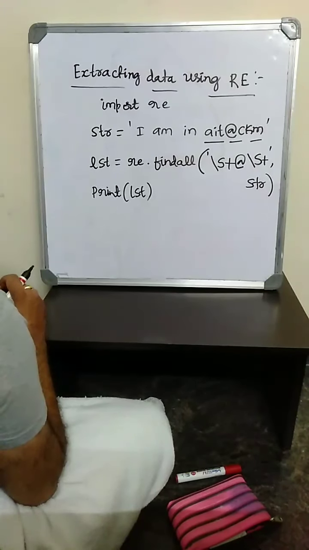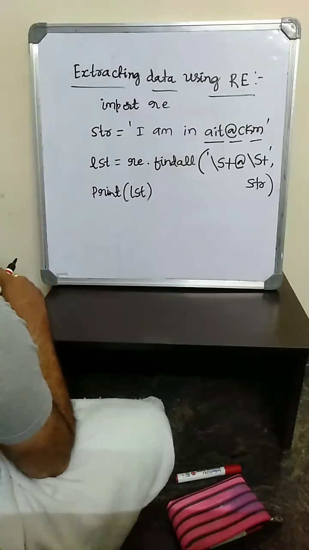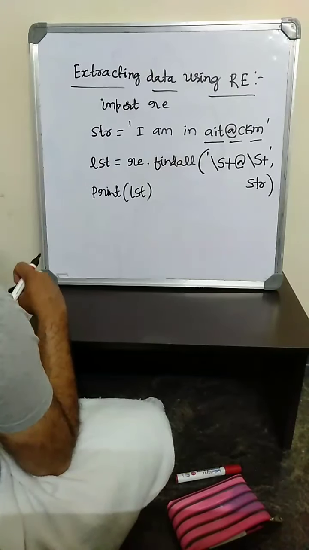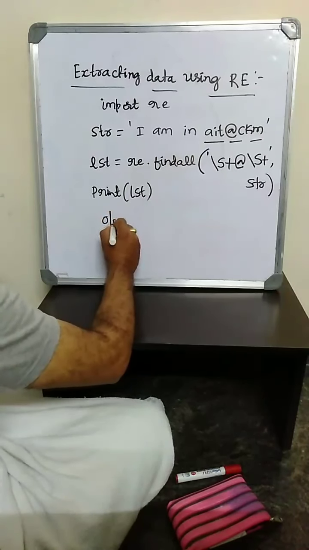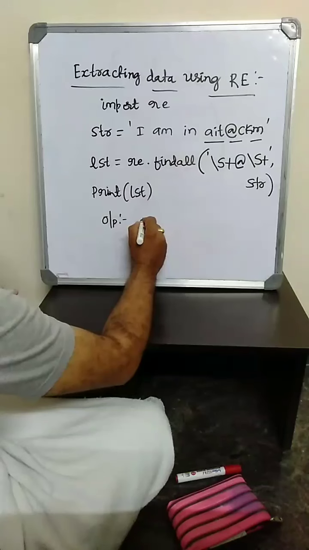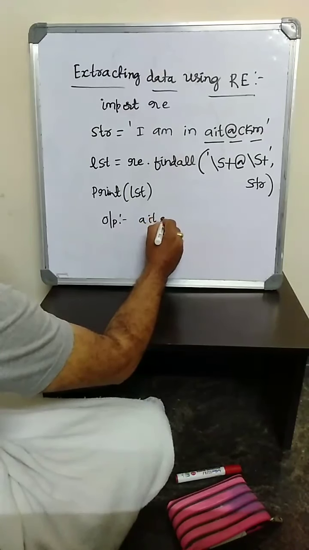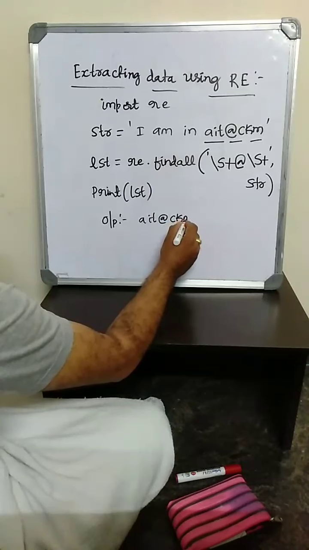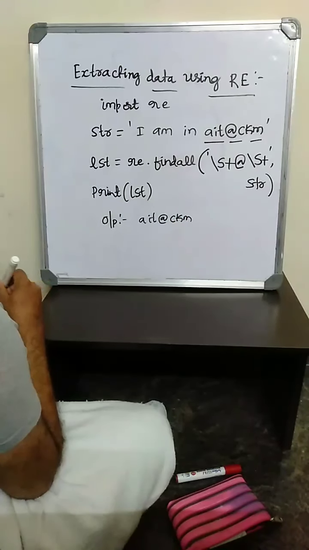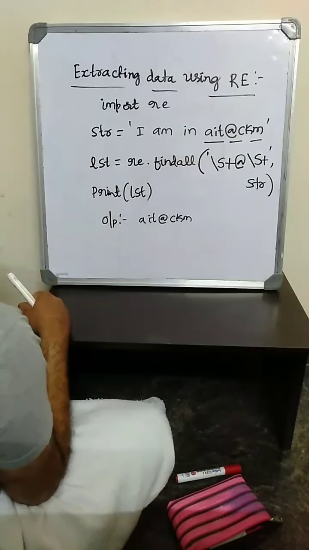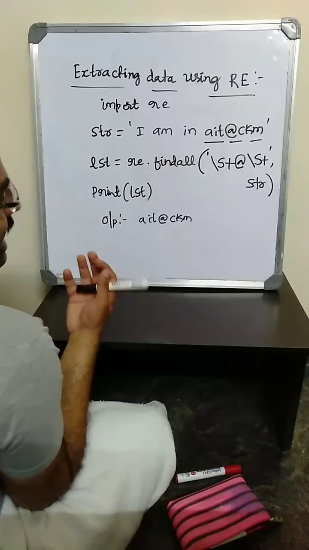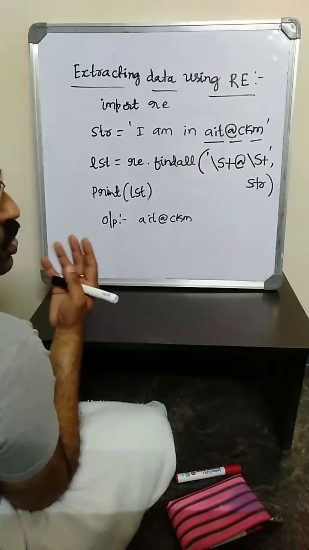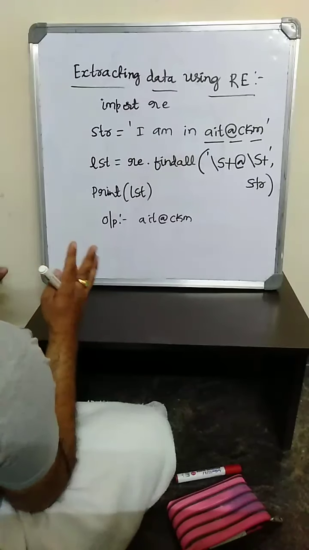If you find one kind of at the rate symbol, that will be extracted. So the output of this particular program will be, it prints only here AIT at CKM. AIT at CKM. So this is what is actually extracting data. So if you want to extract the email address that is in a stored string, it is possible with the help of regular expressions.